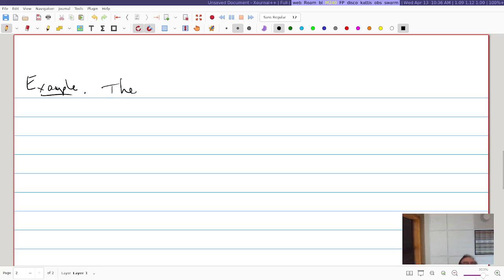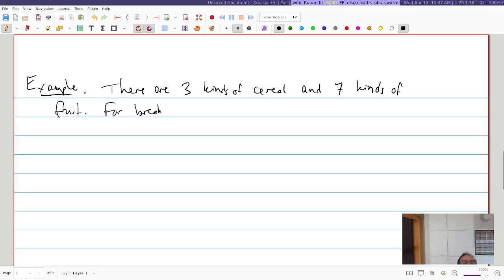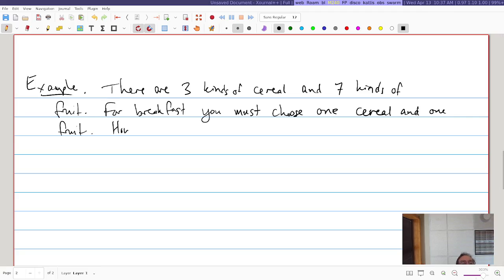So there are 3 kinds of cereal and 7 kinds of fruit. For breakfast, you must, I don't know why must, who's making the rules here, but you must choose 1 cereal and 1 fruit. How many breakfast choices do you have?